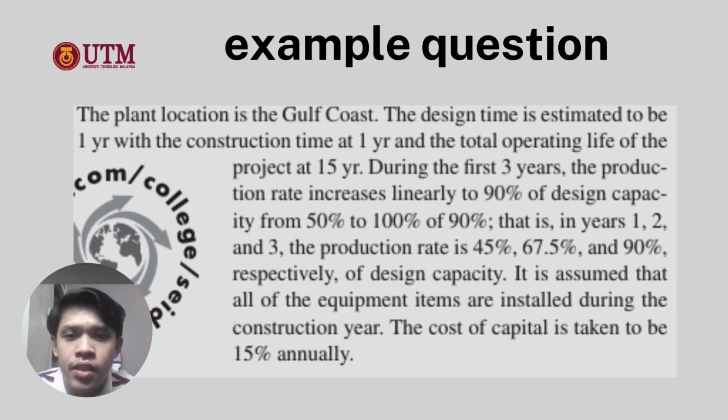In this example, the plant is located in the Gulf Coast. The design time is estimated to be the first year, and the project duration is 15 years. During the first 3 years, the production rate increases from 50% to 100%. So in years 1 to 3, the production rate is 45%, 77.5%, and 90%, respectively.